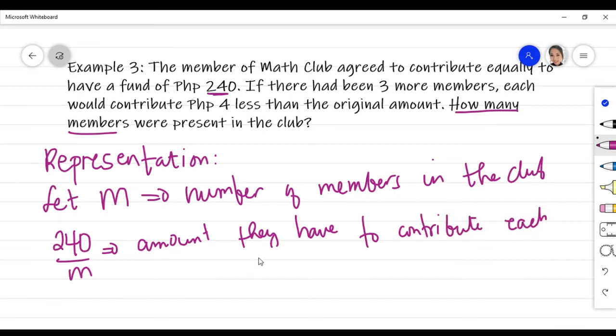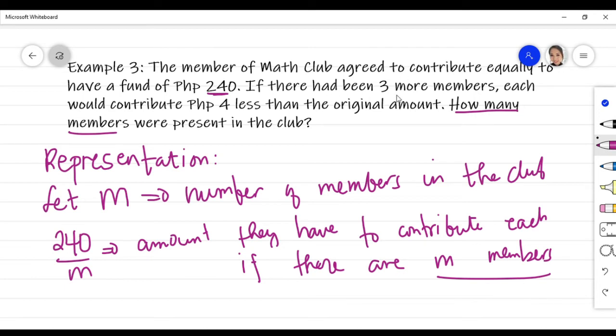Each, if there are M members. Okay, so now we know that if there are more members in the club, they will be contributing less, right?